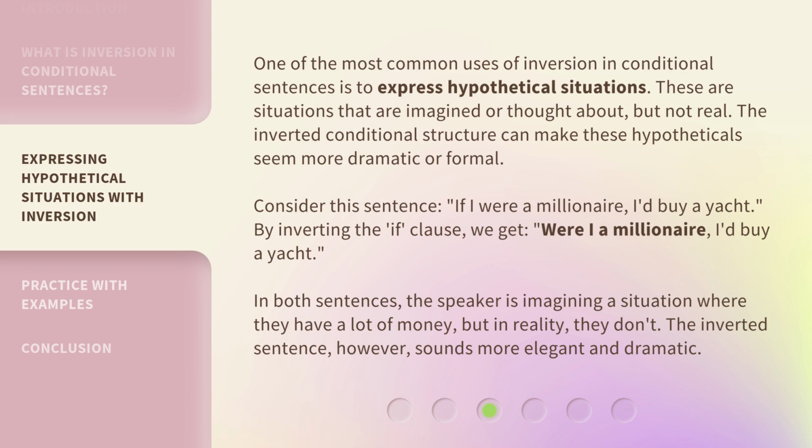Consider this sentence: "If I were a millionaire, I'd buy a yacht." By inverting the if clause, we get, "Were I a millionaire, I'd buy a yacht." In both sentences, the speaker is imagining a situation where they have a lot of money, but in reality, they don't. The inverted sentence, however, sounds more elegant and dramatic.